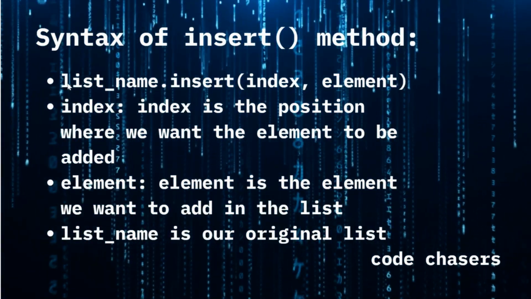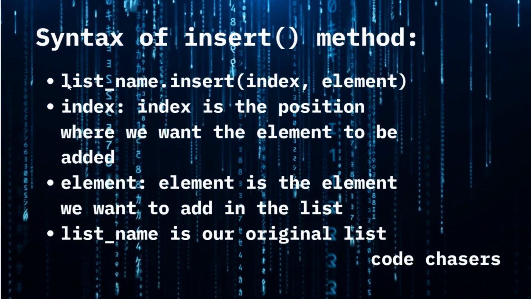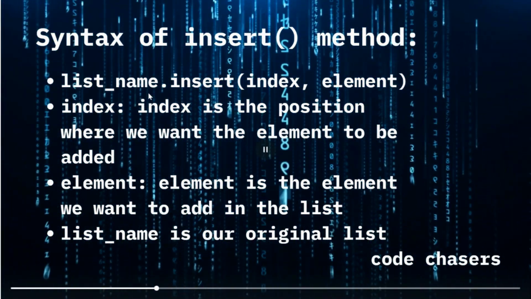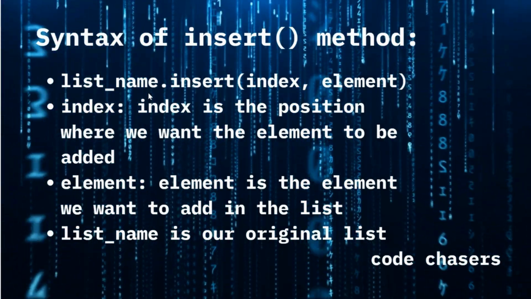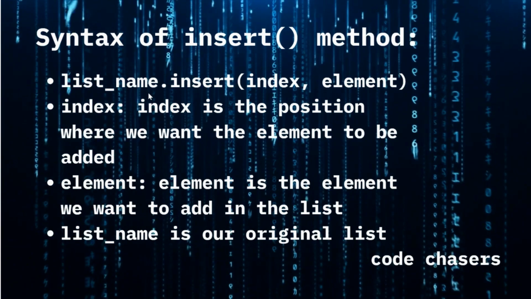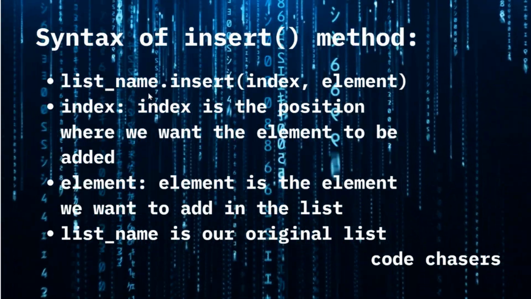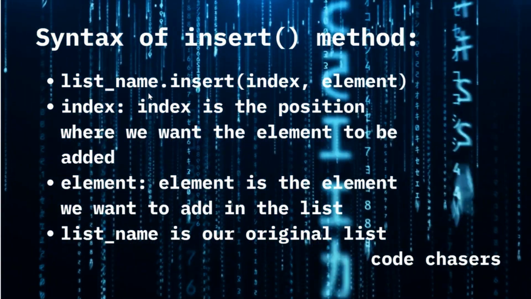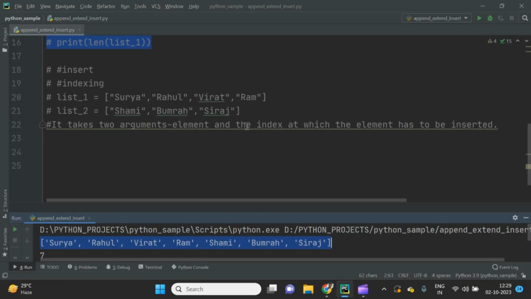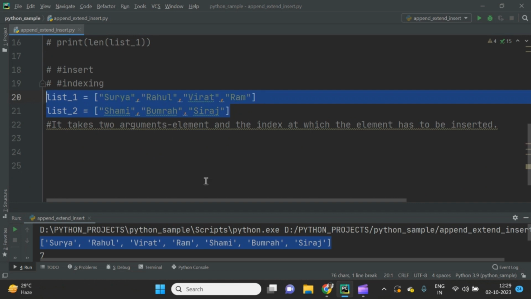Before that, we will see the syntax of insert. If we look at insert, it demands two arguments, that is index and element. Index is the position where we want to insert the element. Element is the element which we want to insert. This also we will see in detail in the coding part. To explain insert in the coding part, I'm again taking the same example of two lists.